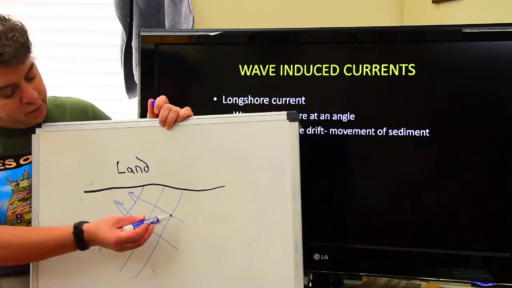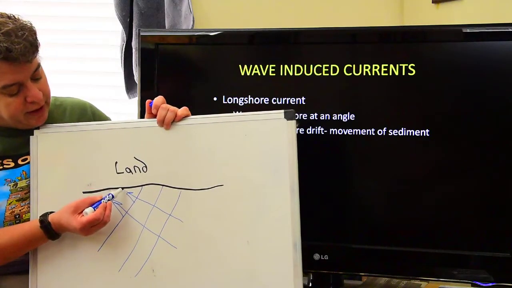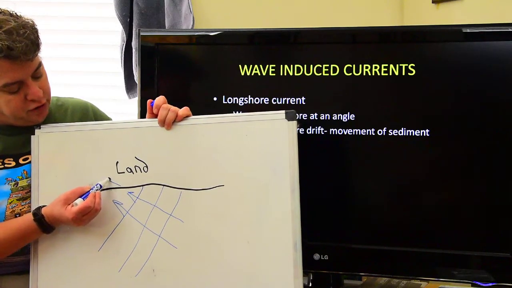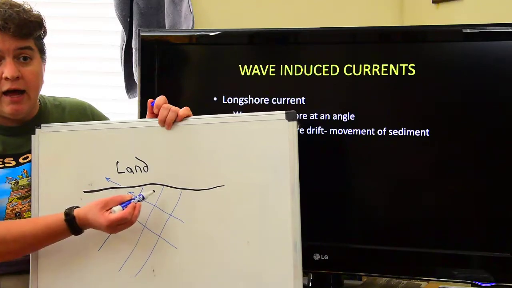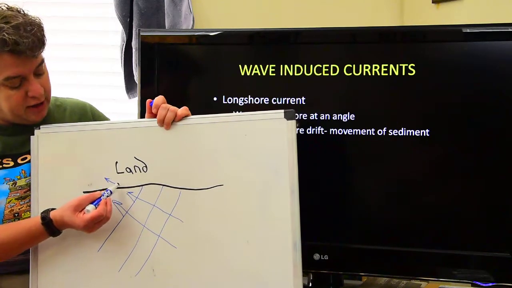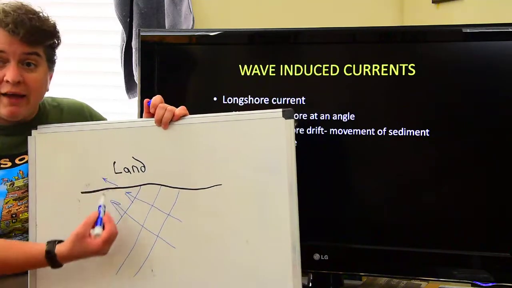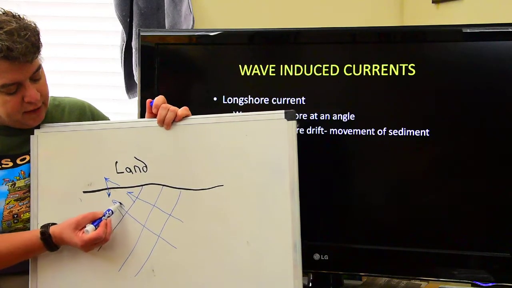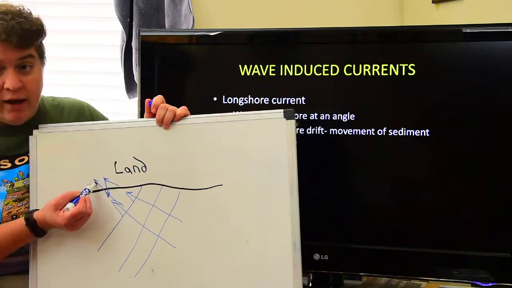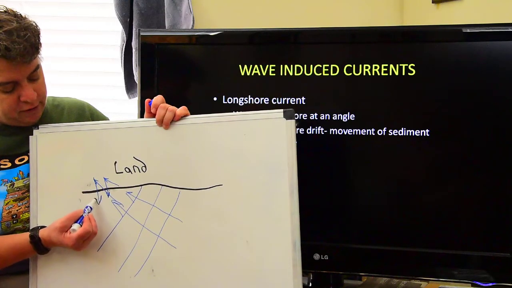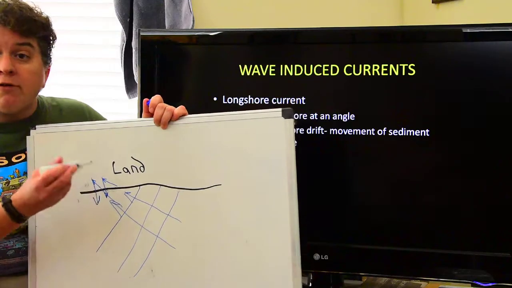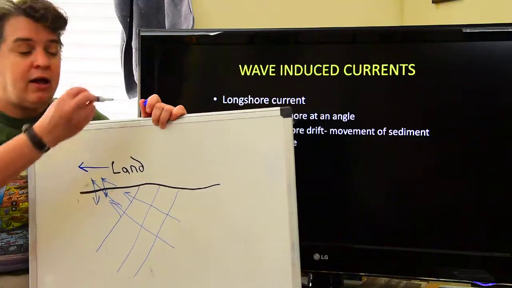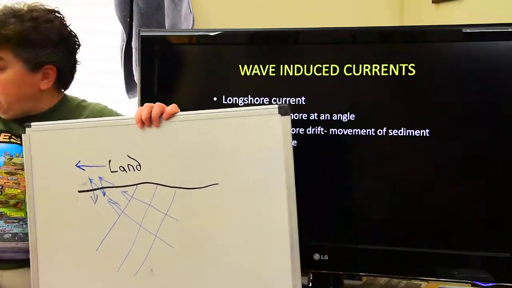Well, what happens when they hit the coastline is if there's any sediment here, the wave is going to push the sediment this way as it comes onto the coastline. And then when the wave goes back into the water, it's going to pull that sediment this way. And then the next wave is going to push it that way. And then when it goes back into the water, it's going to pull it this way. So over time, all your sediment is going to get pushed in that direction down the coastline.